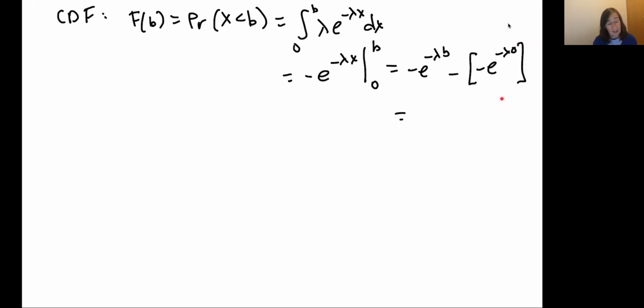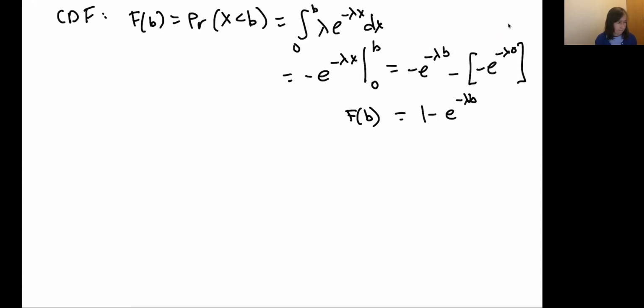This whole term once again turns into a positive 1. We've got the e to the 0 power, that's 1, and the two negatives cancel out. So 1 minus e to the negative lambda b, that is the CDF. Okay, great. And we can use that CDF to calculate cumulative probabilities just as we always do.